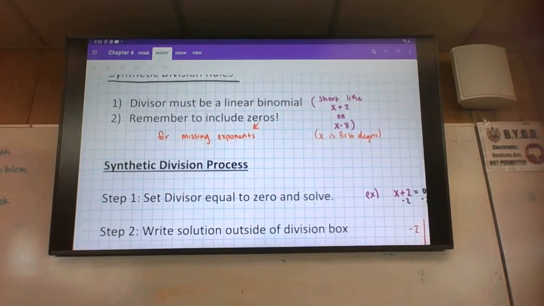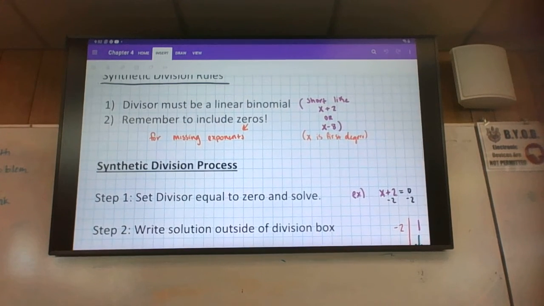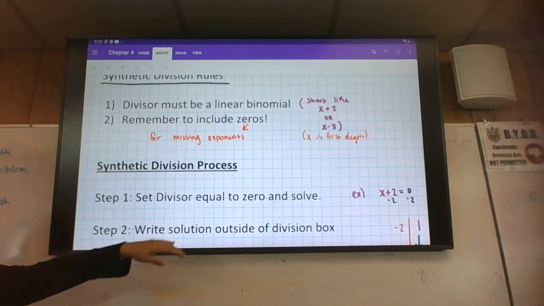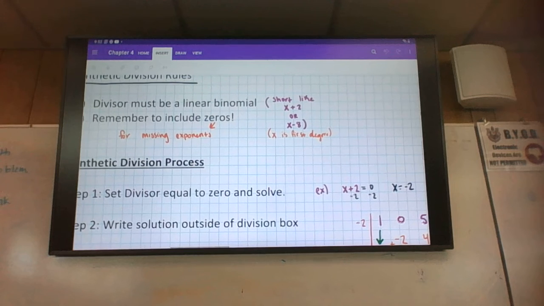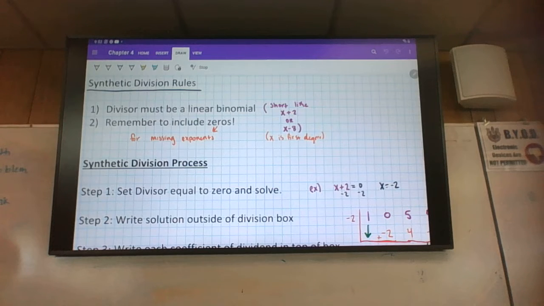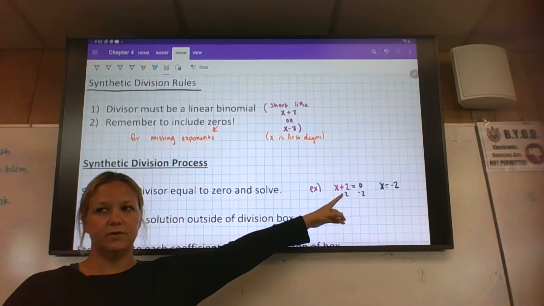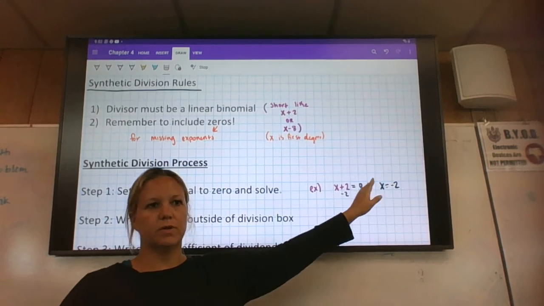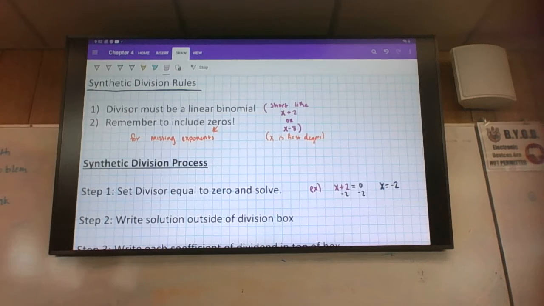So this is the process for synthetic division. Step 1. You set the divisor equal to 0 and solve. So here's what I mean. Like, say you're supposed to divide by x plus 2. You set that equal to 0, you subtract 2, and then it's this negative 2 that you actually work with. So the very first thing you do is take that little binomial and you solve it.